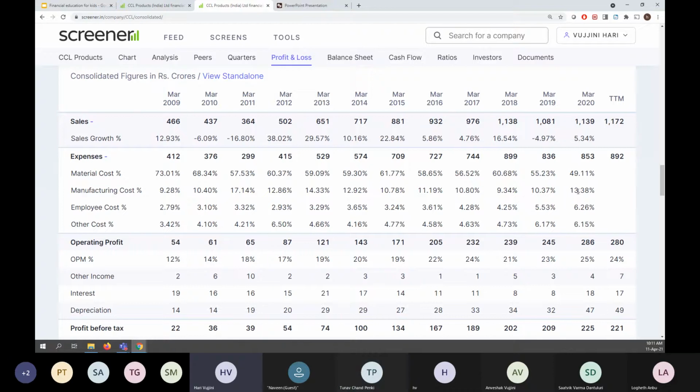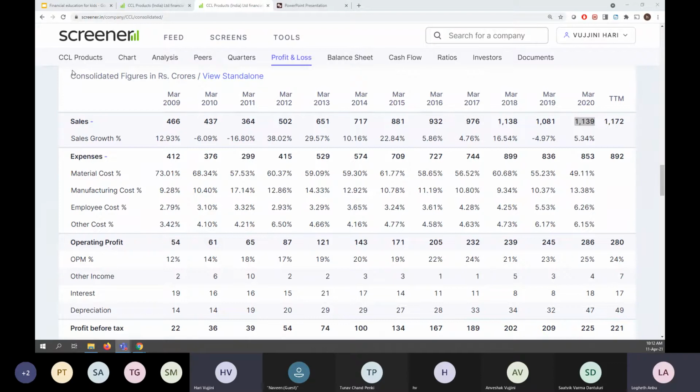The manufacturing cost is 13.38% of the overall expenses. So they made a revenue of actually 1139. What's the Colombia name? Colombia has 15% of the world's coffee. I think some Colombian companies supply. But what's the company's name again? CCL Products. CCL Products. Yeah.